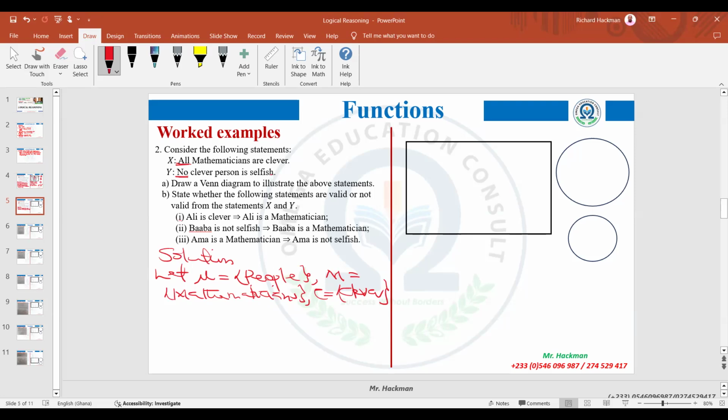So in that case, I will write S, and S will be equal to selfish. Are you following?